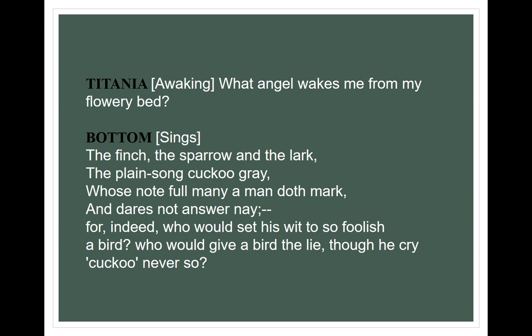And then we have Bottom come in. The finch, the sparrow, and the lark, the plain-song cuckoo gray, whose note full many a man doth mark, and dares not answer nay. So we see this part is clearly rhyming, and it also follows a pattern, although it's not long enough to be iambic pentameter. Now, why is he doing that? Why, it's a song, right? So of course we have some verse here.